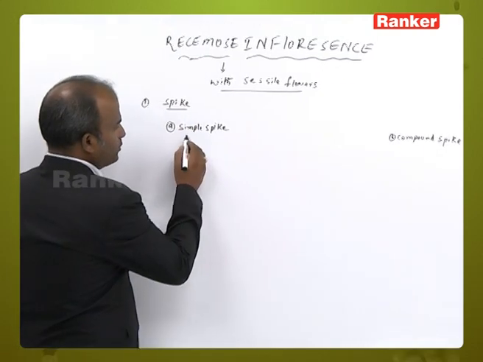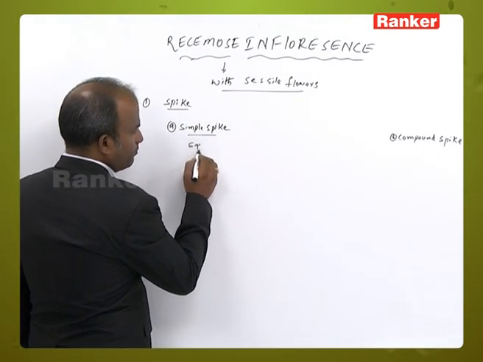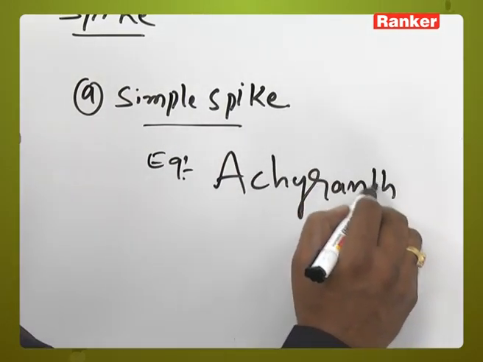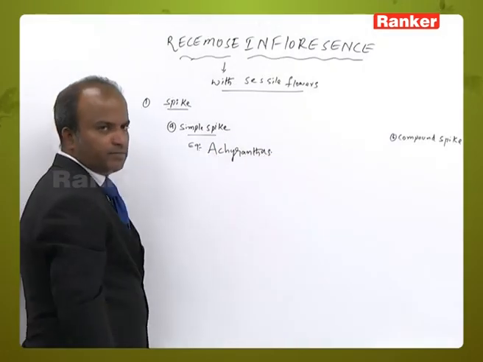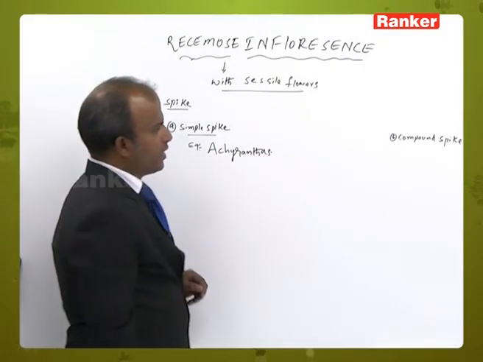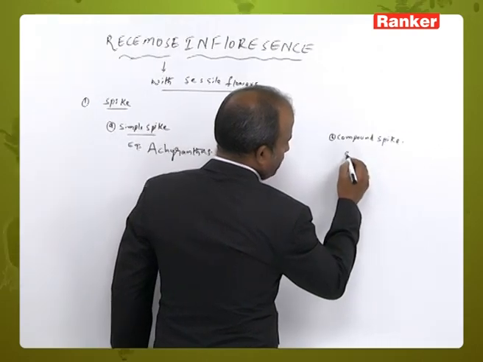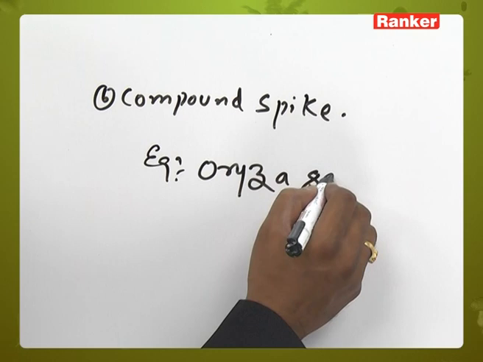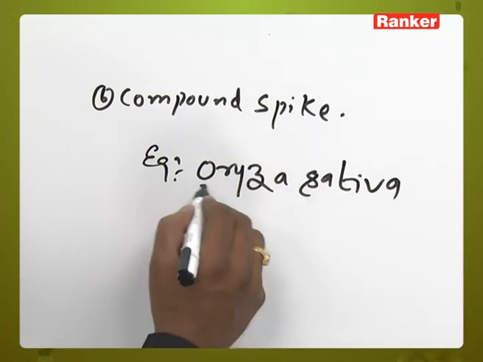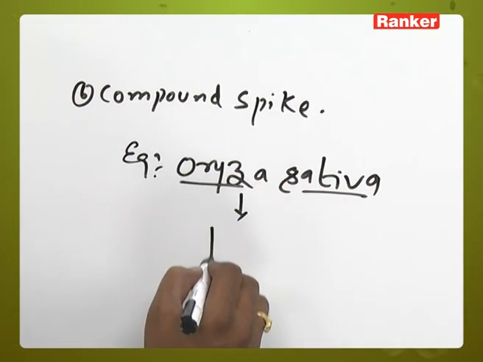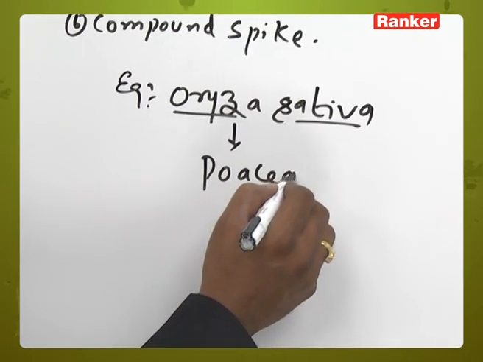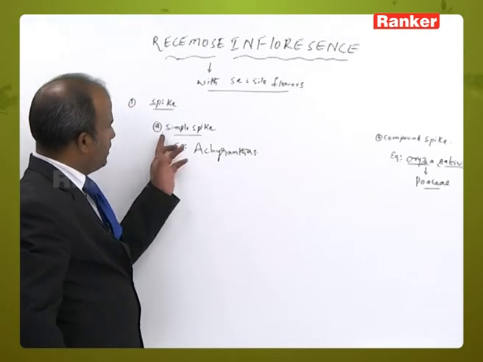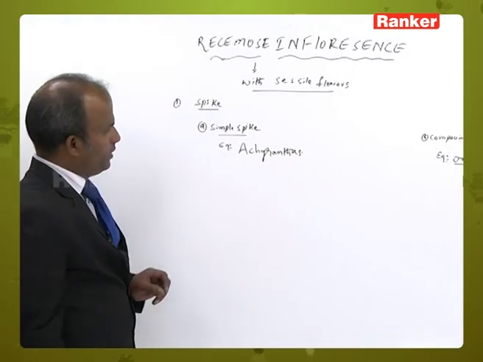The example of a simple spike is Echinanthus, and the example of a compound spike is Oryza sativa. Oryza sativa belongs to which family? The Poaceae family. And in this simple spike, what happens?